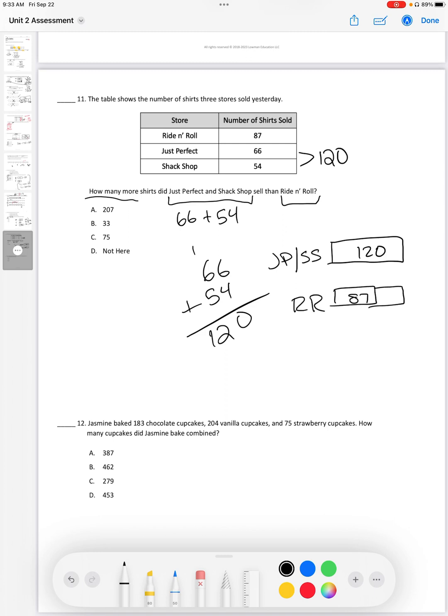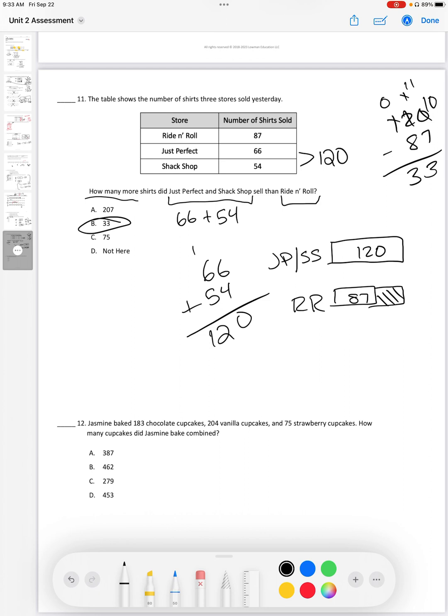What we want to know is the difference between the two, because that's what how many more means. How many more means we're making a comparison. When we compare, we're finding a difference. Difference means subtraction. To subtract this, I'm going to do 120 minus 87. All right, 33, and here it is.